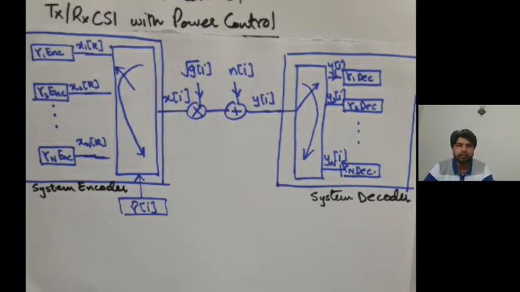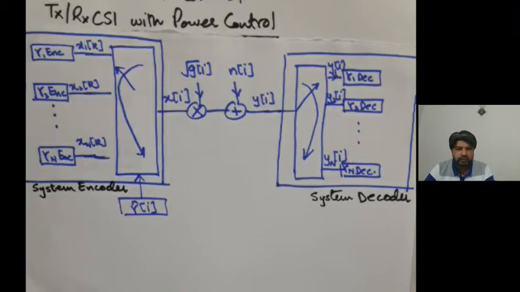Welcome back. So in this video, we are going to study what is the capacity of the channel when the transmitter and the receiver both have the channel side information, and now we would also carry out the power control. So the system looks like this.